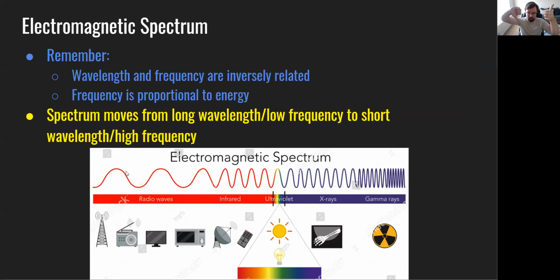They are inversely related. And as you move along the spectrum, let's go over here and look at gamma rays. They are very short wavelengths. They're really squished together, and they happen a lot. So you see how we have a whole bunch of waves over here with really short wavelengths? High frequency, low wavelength.